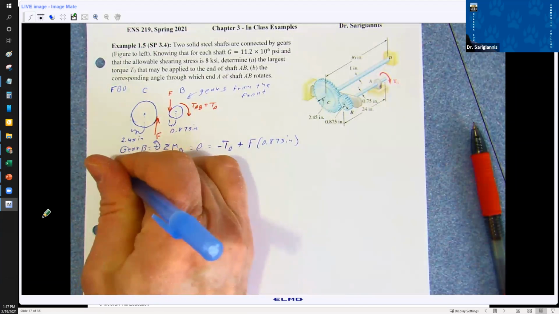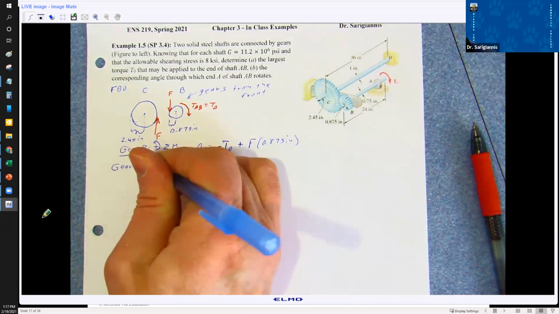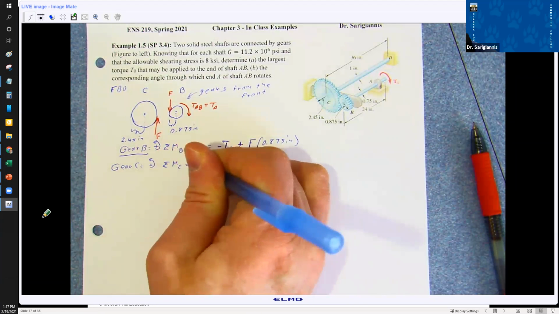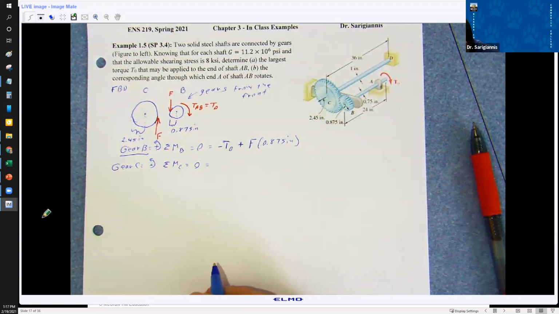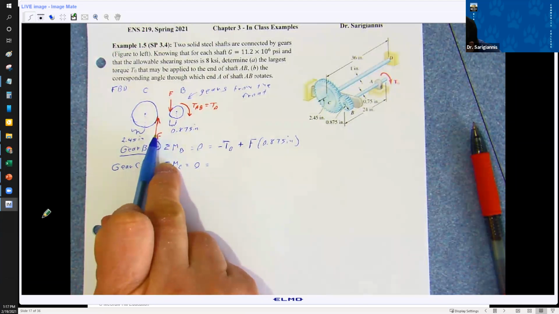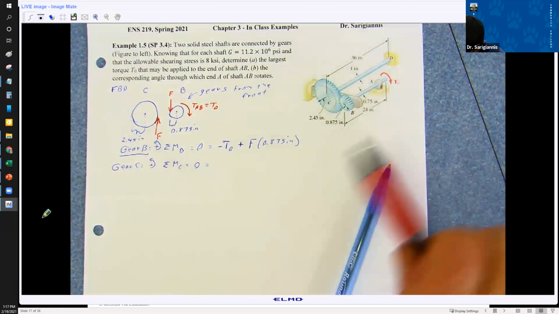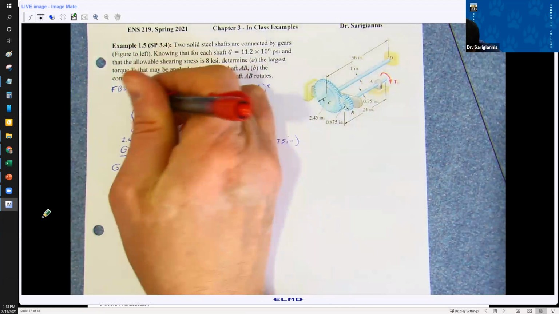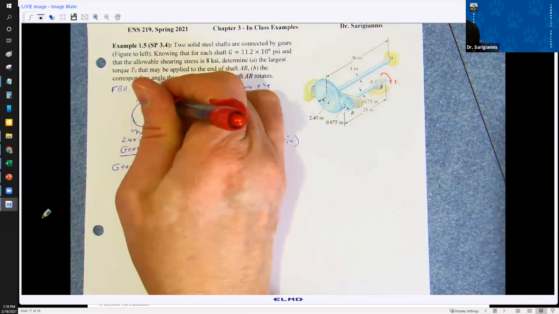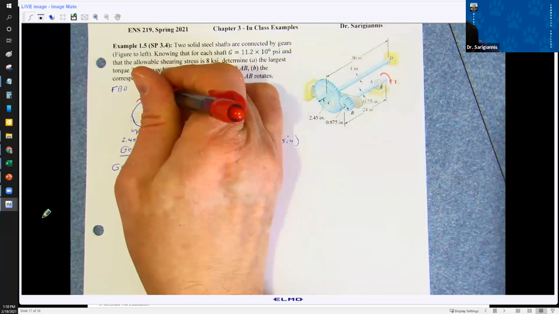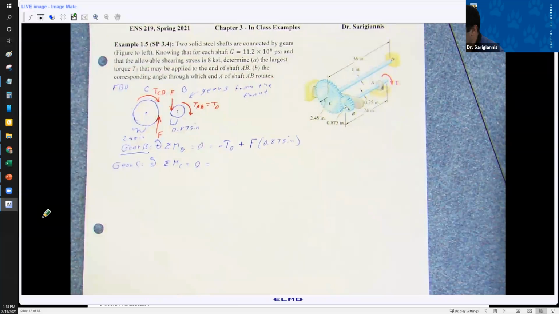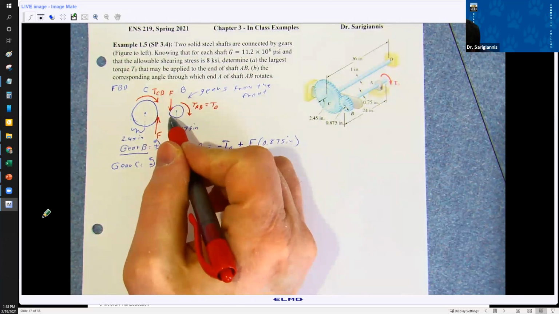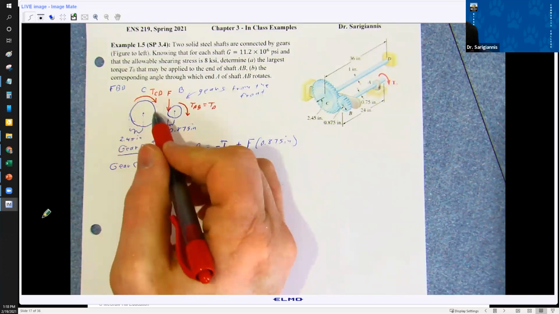For gear C, again, the sum of the moments of C is equal to 0. So what do I have here? Oh, I need to draw the other torque. I've got a force acting on C. I've also got a torque. Let's call this torque CD. I knew I was forgetting something. So as this gear applies a torque, it's applying a torque to this gear as well.